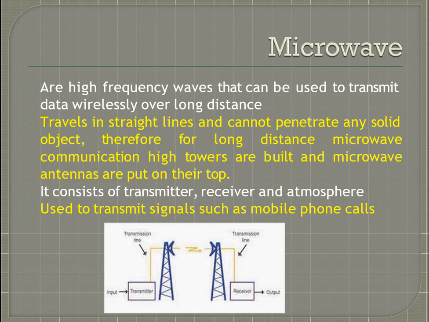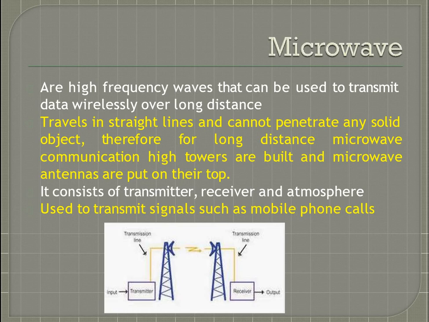The distance between two microwave towers depends on many factors, including the frequency of the waves used and the height of the towers. Since these waves travel only in straight lines, the sending and receiving antennas have to be aligned with each other. See here, the microwaves from one satellite to another can travel only in a straight line. This consists of a transmitter, a receiver, and the atmosphere surrounding the area. Microwaves are used to transmit signals such as mobile phone calls, and to transmit data without the use of cable. It is a line of sight transmission. Line of sight means straight line. It can travel only in a straight line.